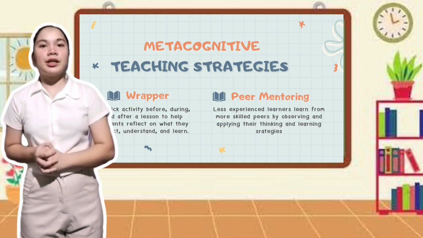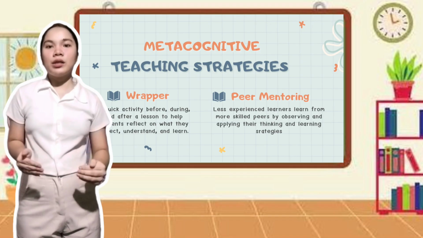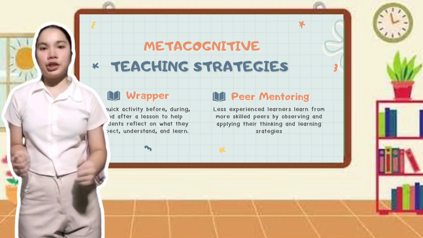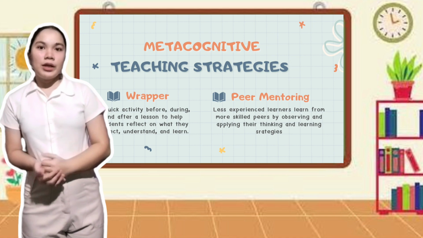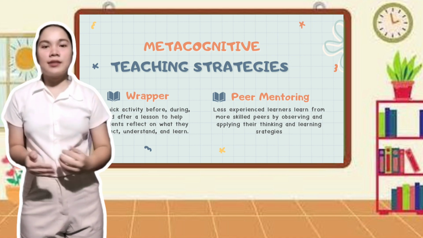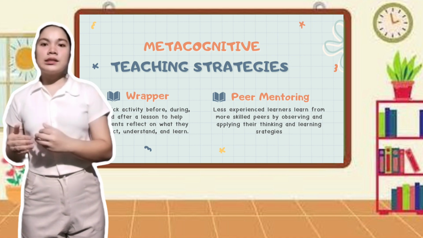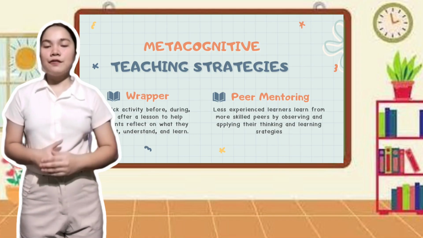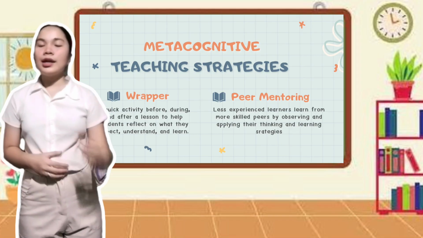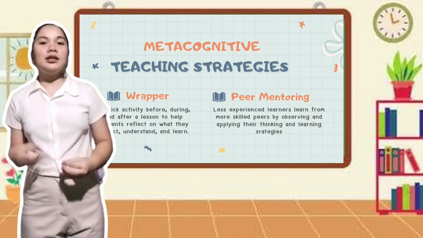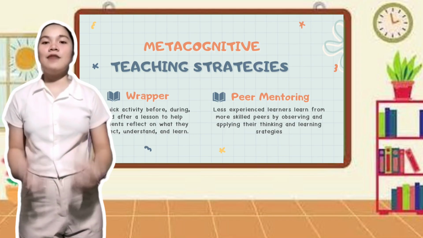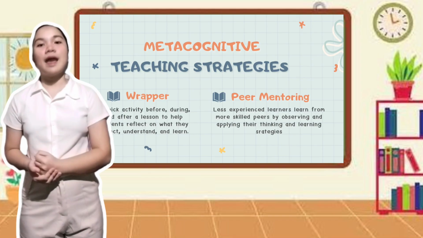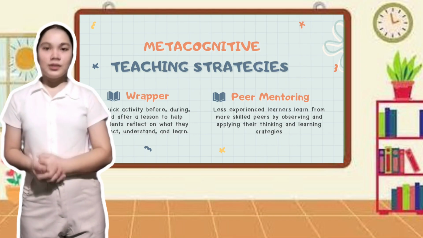Lastly is peer mentoring. This is when you learn with or from a classmate, helping each other understand better. Example, you didn't understand the science experiment. Your seatmate explains it to you in a simpler way and you finally get it. Later on, you help them in English. This builds confidence and teamwork and helps you learn through explaining and asking.